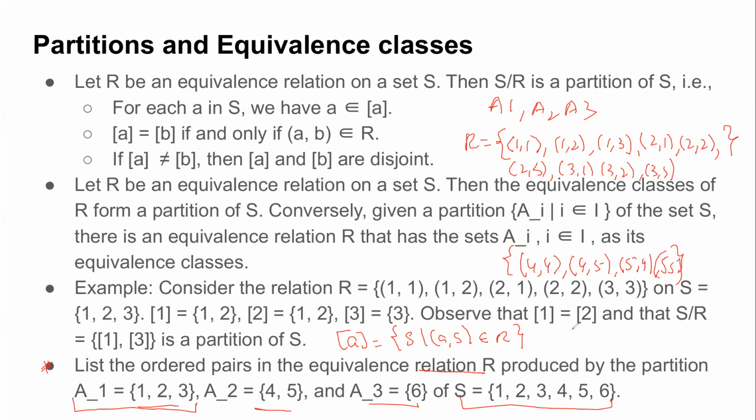What about the last set? What pairs will A3 add? Just (6,6), right? Because there's no other pair. Okay. Is this clear? Both ways?